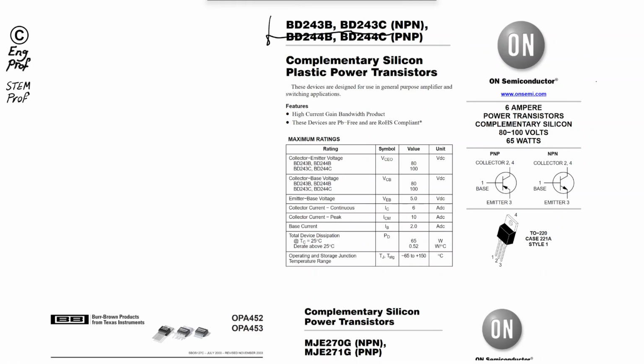BD243B or 243C NPN type and BD244B and C PNP type, these transistors can be easily purchased from Mouser or DigiKey. You can see they can tolerate a good maximum collector-emitter voltage, and also have very good power capability, 65 watts, if you have a proper heatsink for this transistor. So this is a good choice.